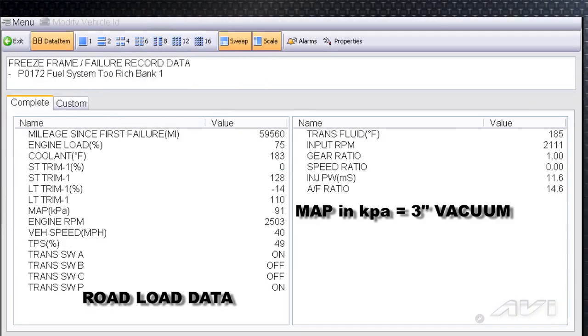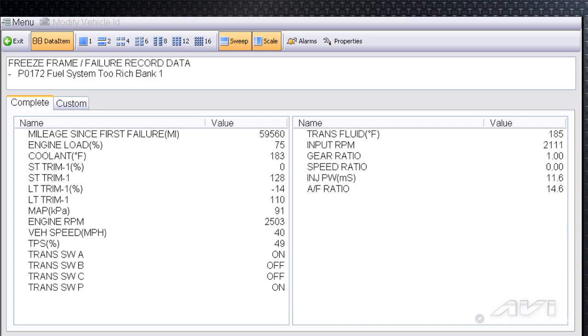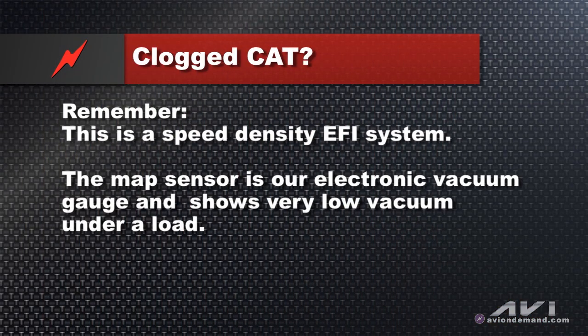Now let's change some units. In this case, notice the scan tool on the MAP sensor is showing you kilopascals at 91. 91 kilopascals is 3 inches of vacuum under road loaded conditions going down the road at 40 miles an hour. So this engine is not breathing properly. Do we have enough information to determine a clogged cat?